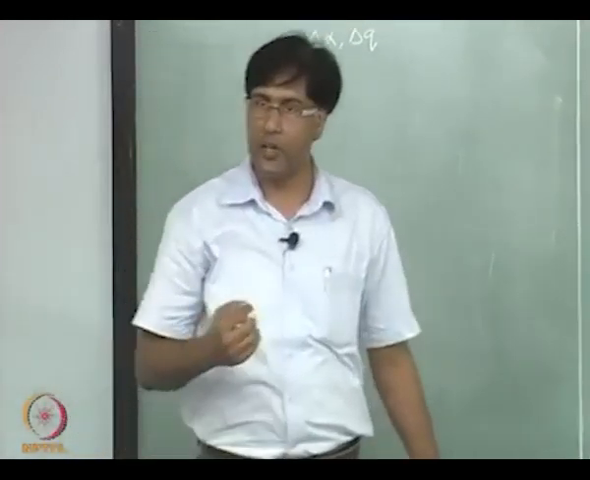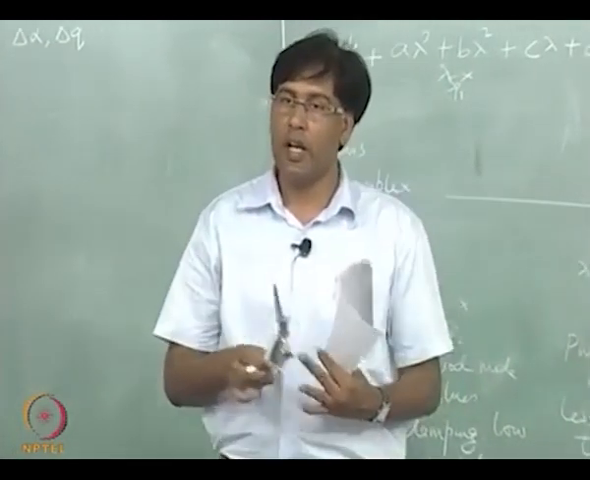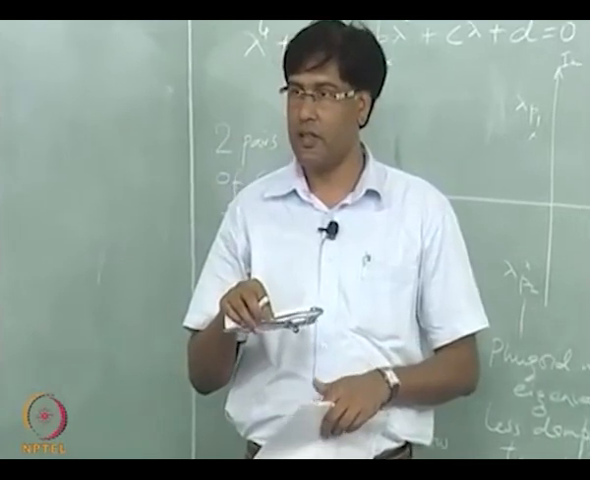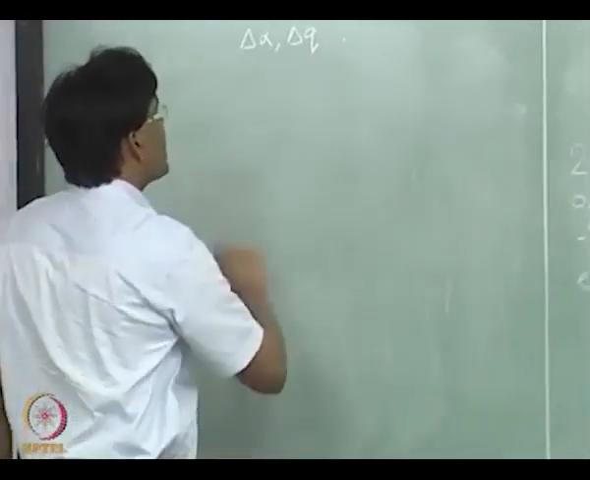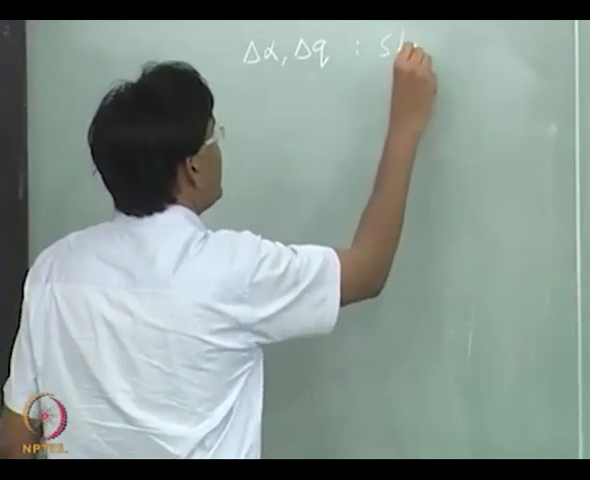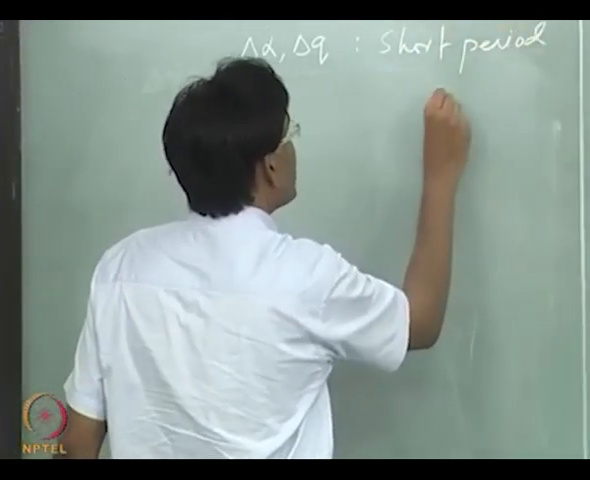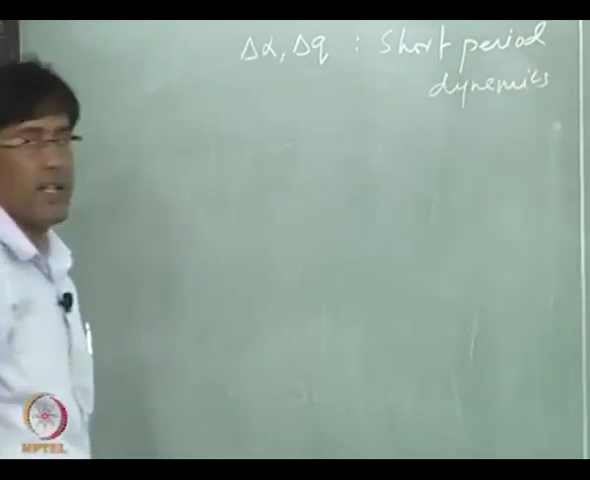The actual variables which play a major role in this mode are delta alpha and delta q. There is hardly any change observed in this particular mode in the perturbation in forward speed. So these two variables are associated with the short period dynamics.